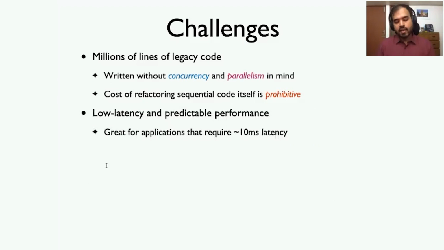Secondly, OCaml is a reasonably performant language. It has very good low latency and is great for applications that can tolerate around 10 millisecond latency, and is known for its predictable performance. So when we add multicore to the language, we want to ensure that these good properties are retained.